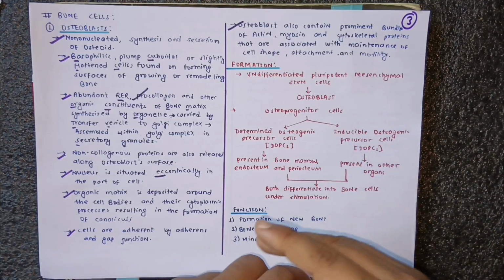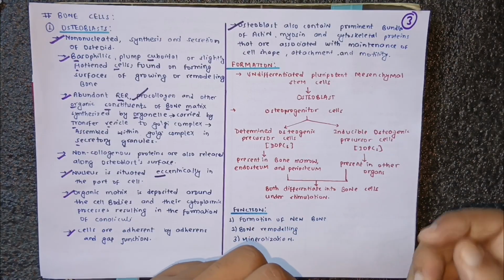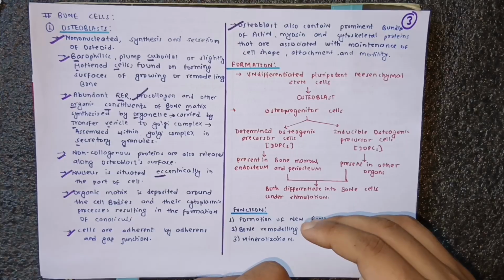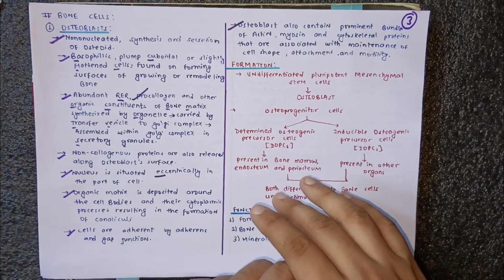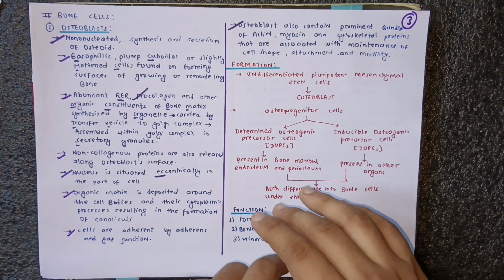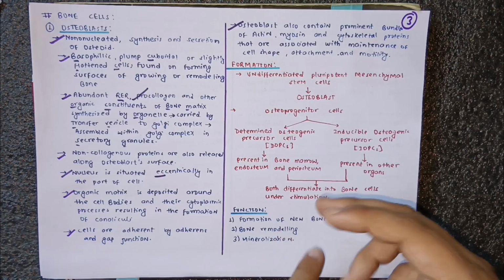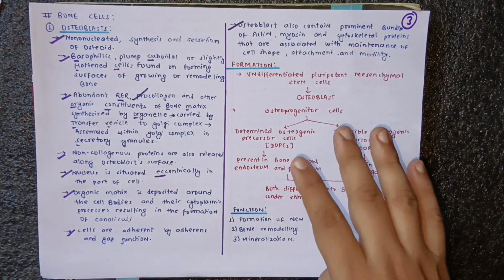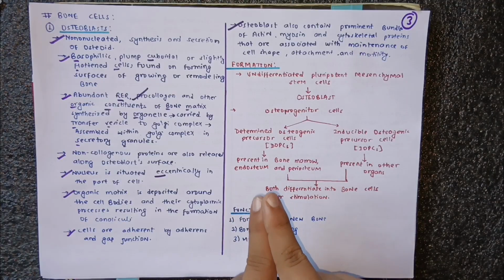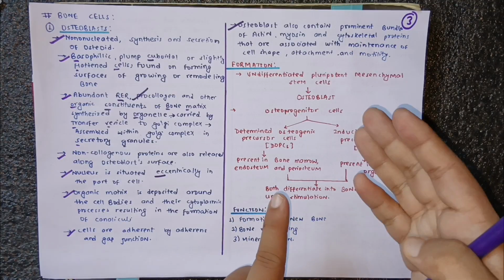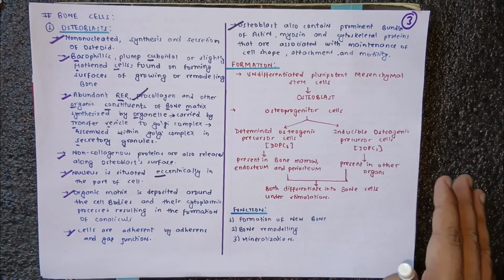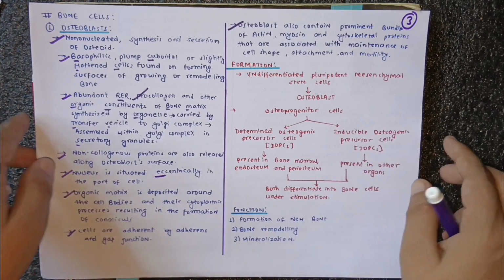After that, different kinds of non-collagenous proteins are also released from the osteoblastic surfaces. Organic matrix is deposited around the cell bodies with the cytoplasmic processes, resulting in the formation of the canaliculi, and they are linked by gap junctions and adherens junctions. It also contains different kinds of cytoskeleton like actin, myosin and cytoskeletal proteins.